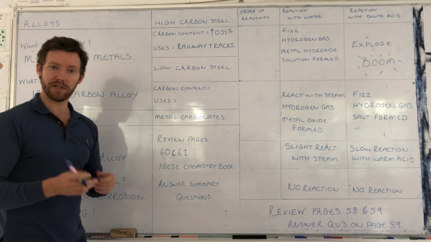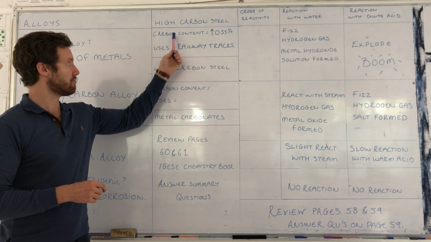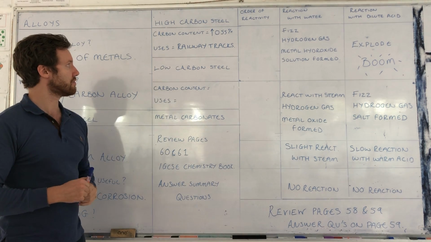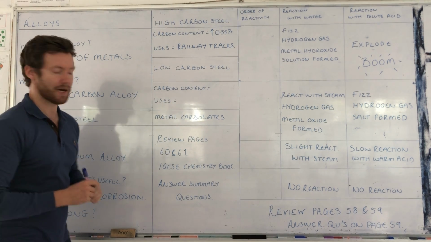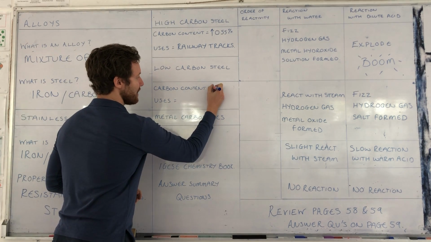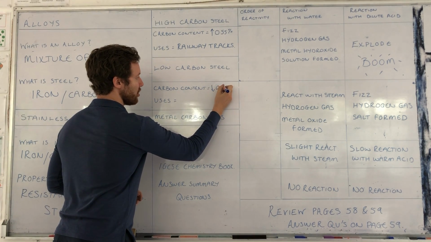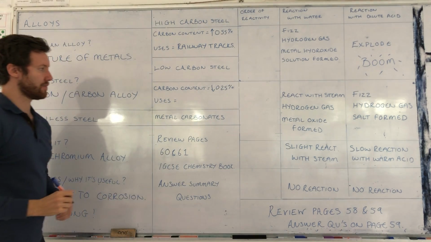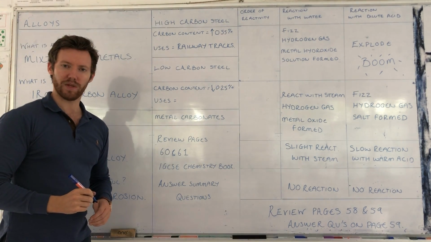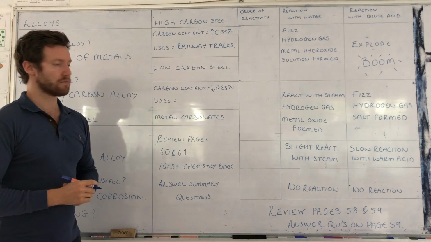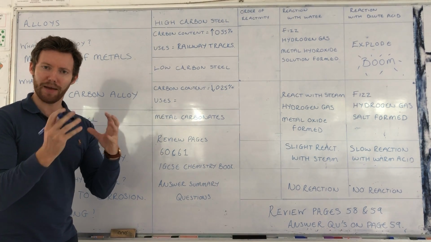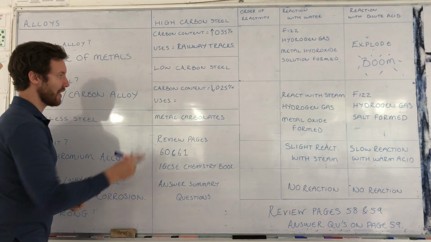Low carbon steel, let's follow the same template. Carbon content and uses. So, low carbon steel is anything below 0.25% carbon, okay? What does that mean? Well, it's not going to be as hard as a high carbon steel. It can bend more easily, it's more lightweight.